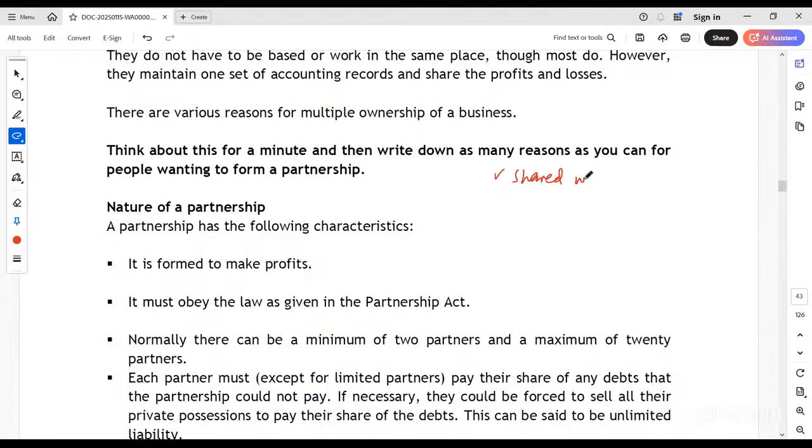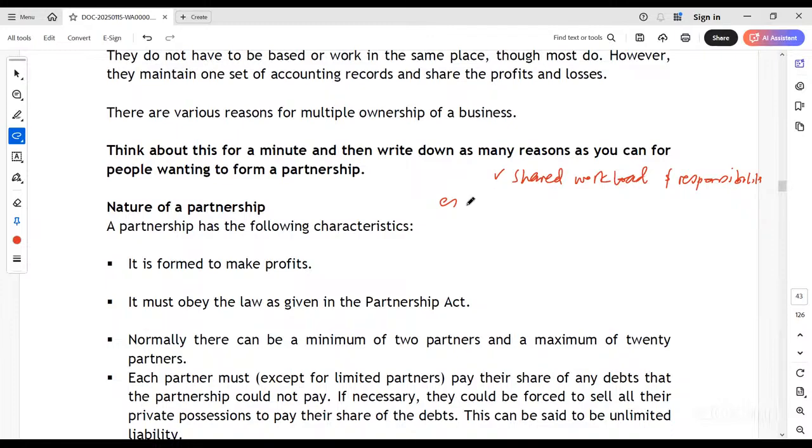Shared workload and responsibilities. So in a partnership, of course, we see that there will be division of labor. So there is a better work life. You share the workload, okay? You share the workload, improve decision making, to have more capital. Thank you. So shared workload and responsibilities.